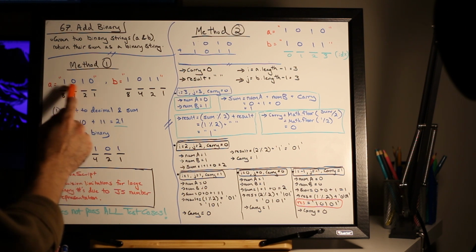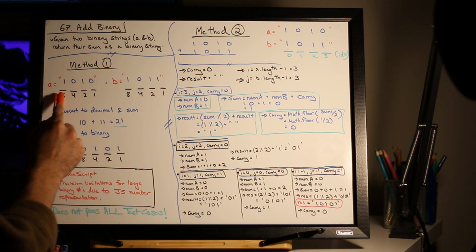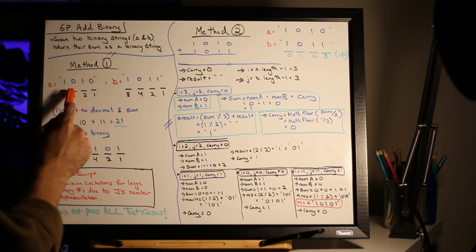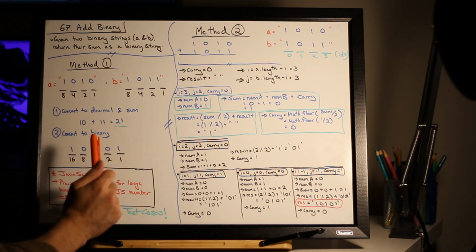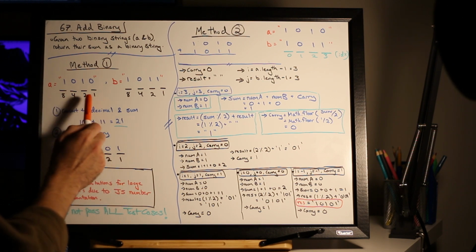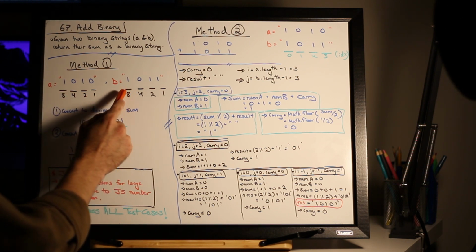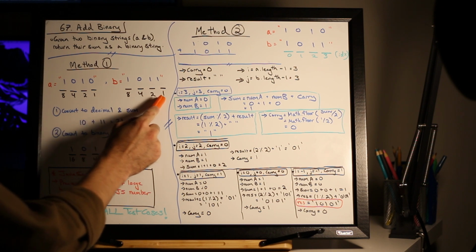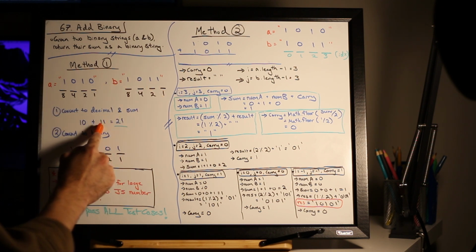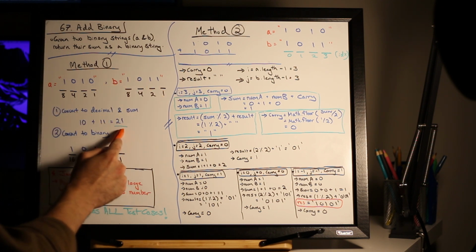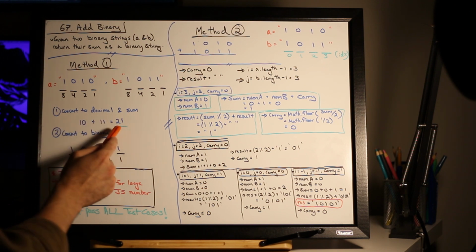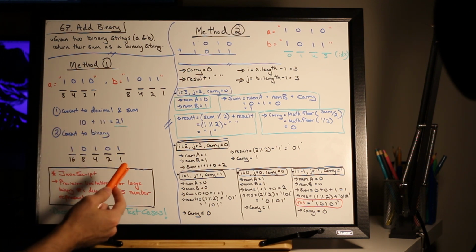If we take the sum of all these positions, we take the 8 plus the 2, and the 4 and 1 have 0, so we don't use any value from those. 8 plus 2 is 10, and then for 1011, we take 8 plus 2 plus 1, and that's representing 11. 10 plus 11 is 21. Now, all we need to do is convert that back to binary, and that's our final answer.